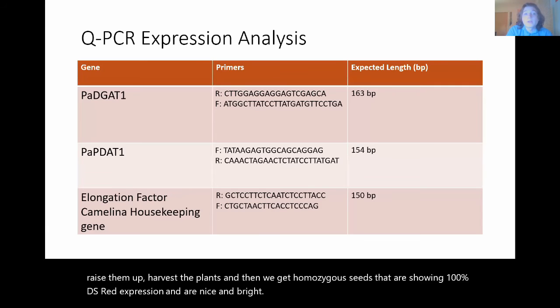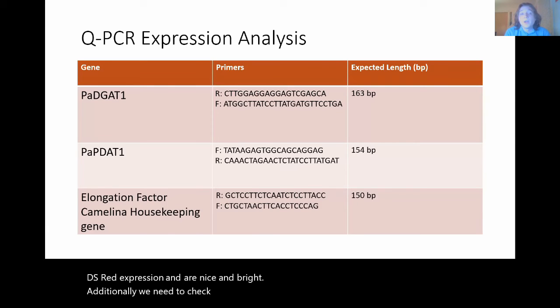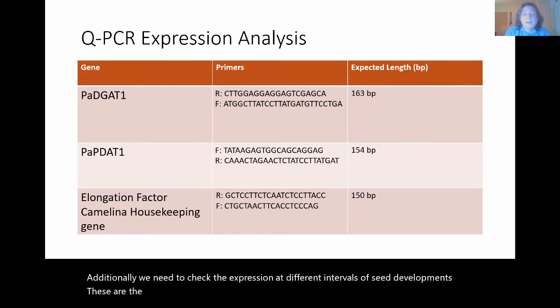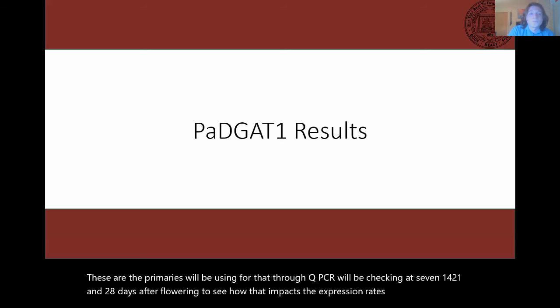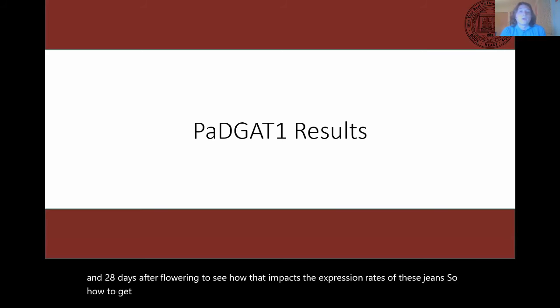Additionally, we need to check the expression at different intervals of seed development. These are the primers we'll be using for that through qPCR. We'll be checking at 7, 14, 21, and 28 days after flowering to see how that impacts the expression rates of these genes. So now to get on to some results very quickly.